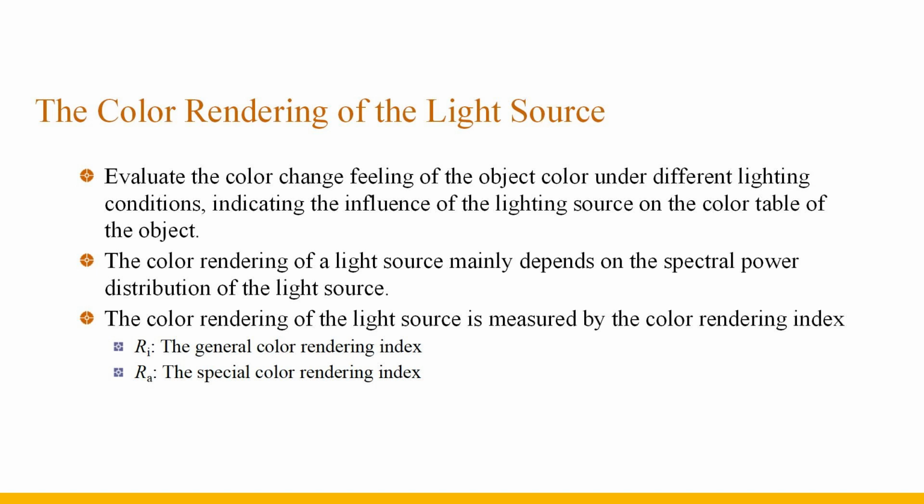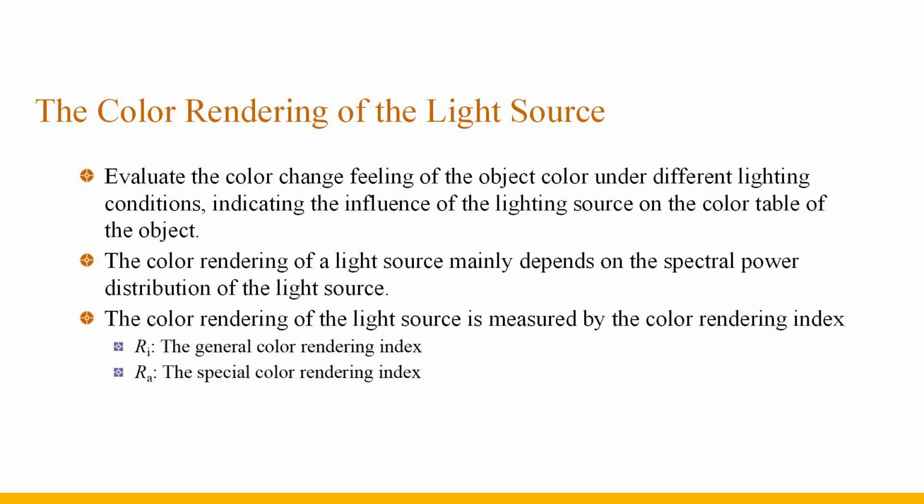The color rendering of the light source is used to evaluate the color change feeling of the object color under different lighting conditions, indicating the influence of the lighting source on the color appearance of the object. This perception is produced by the observer consciously or unconsciously comparing it with the color appearance under the standard light source, and represents the characteristics of the light source, showing the color of an object when compared with the reference standard light source. The color rendering of a light source mainly depends on the spectral power distribution of the light source.